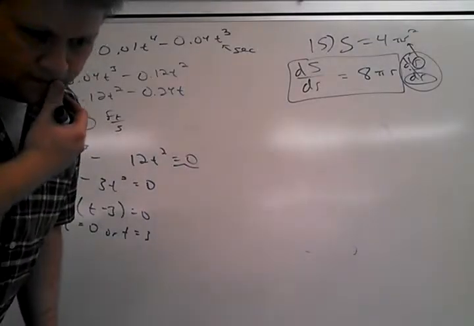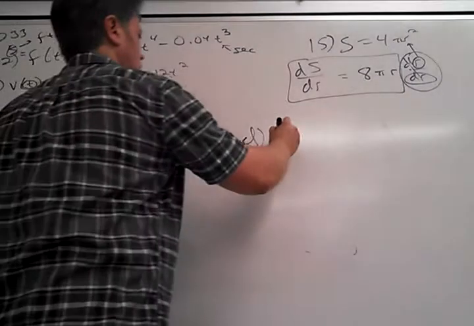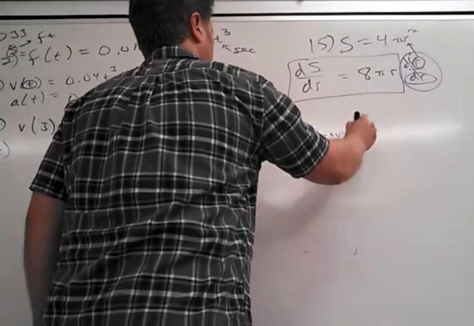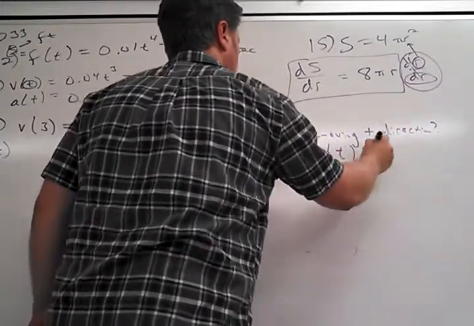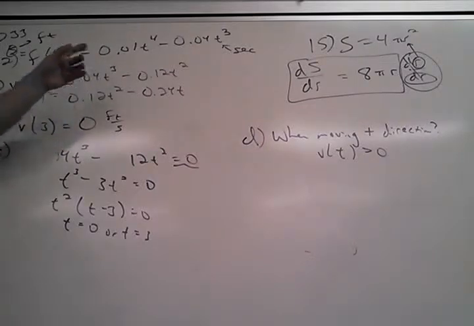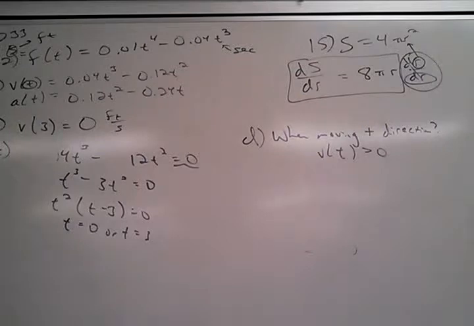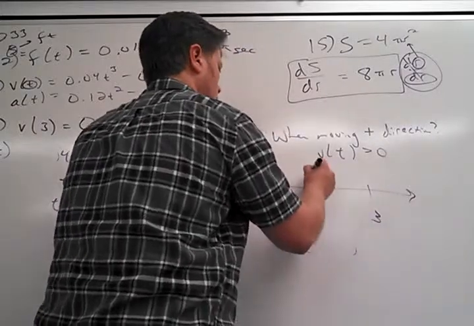Part D is a little more interesting. Part D says, when is the particle moving in the positive direction? The velocity is positive. So the velocity has to be greater than 0, right? You guys kind of with me? The velocity is a cubic function. We already know where its roots are. What are the roots of the velocity function? 0 and 3, right? So I know it's 0 at 0 and 0 at 3.